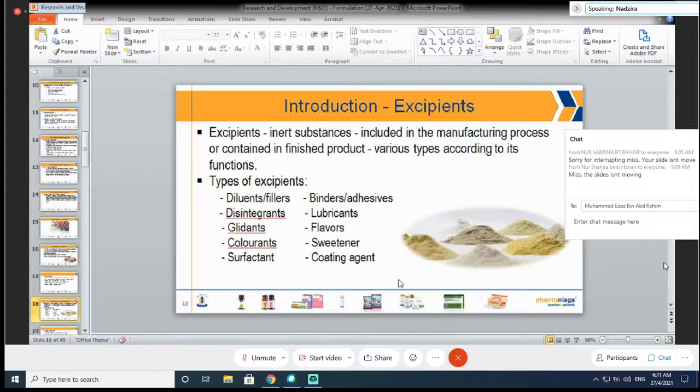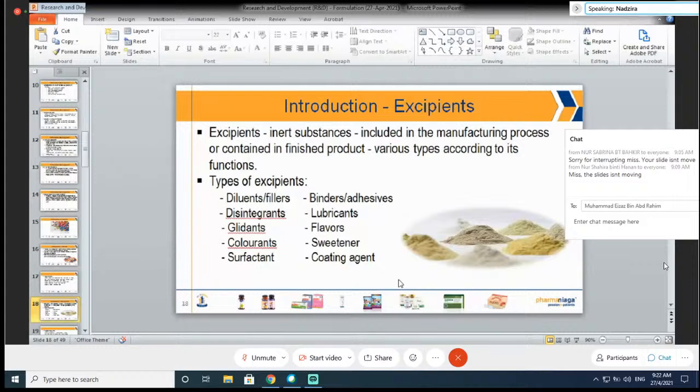A lubricant is used in the formulation to reduce friction during tablet compression between the die and the punches, for example magnesium stearate, calcium stearate, and stearic acid. A glidant is used to promote the flow of tablet granules or powder mixture from the hopper of the tablet compression machine to the die cavity by reducing friction between particles. Examples of glidants are talcum or colloidal silicon dioxide.